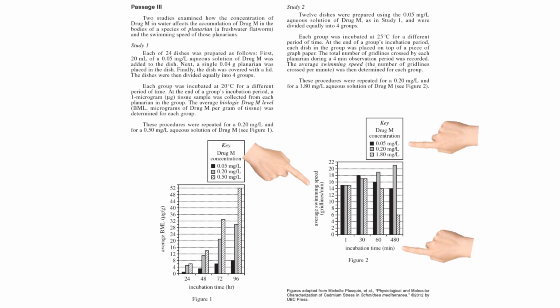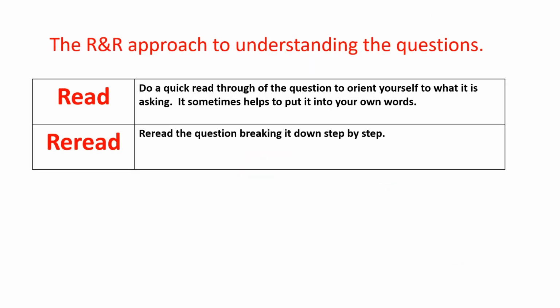Then we go to the questions. We're going to do the R&R approach to understanding. Read the question to orient yourself to what's being asked, and then reread, breaking the question down. We're going to do the reread together. There are 7 questions in this passage.